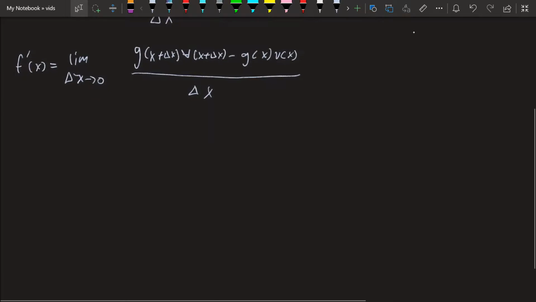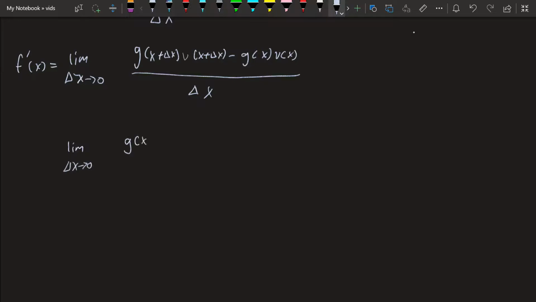Now I'm going to manipulate this. Let me just write v properly. I'm going to manipulate this, and what I'm going to do is add two terms. If I add plus something and then I add minus the same thing, it's like adding 0, right? So I'm going to do the exact same thing. I'm just going to write the limit as delta x goes to 0, g of x plus delta x, v of x plus delta x, minus g of x multiplied by v of x plus delta x. And since I subtracted one, I have to add the same exact thing, g of x times v of x plus delta x.